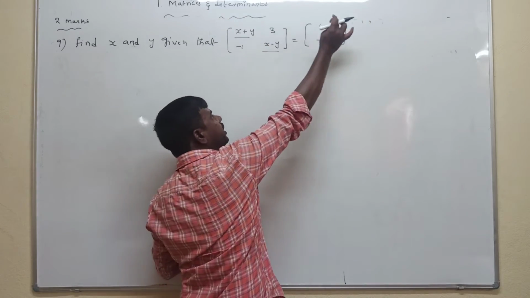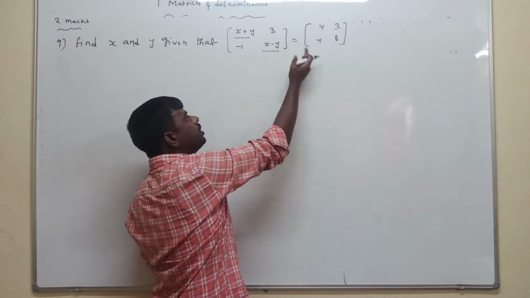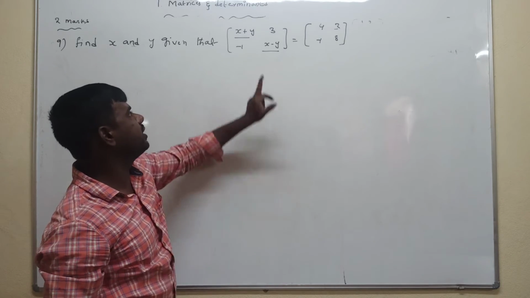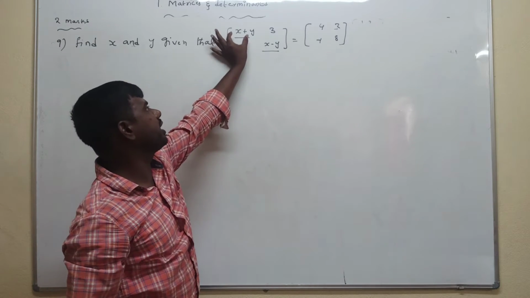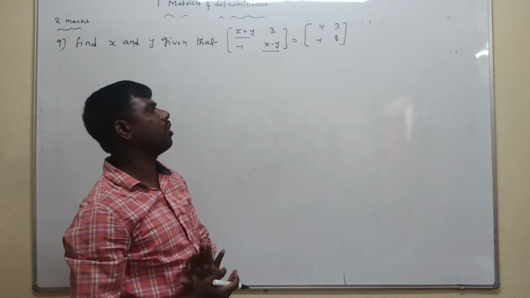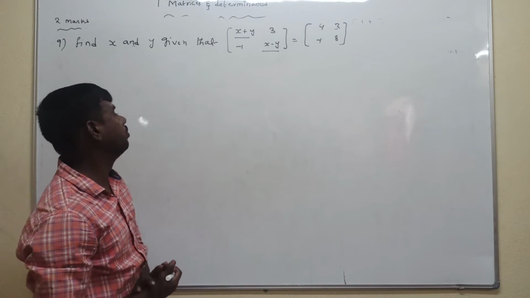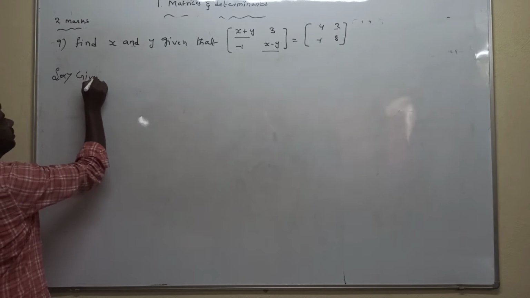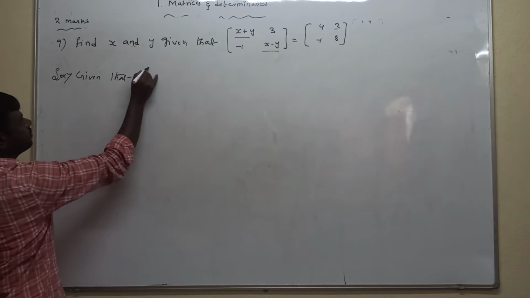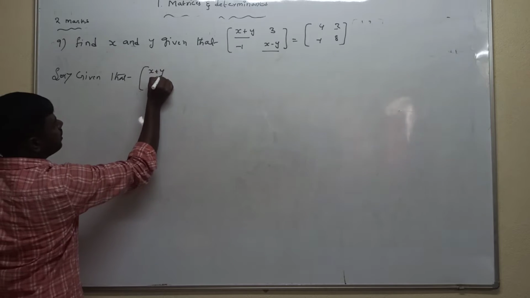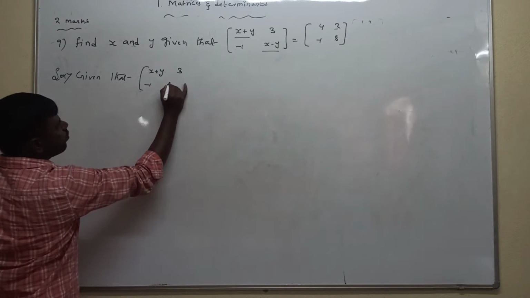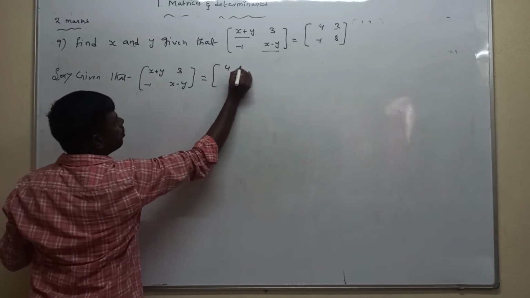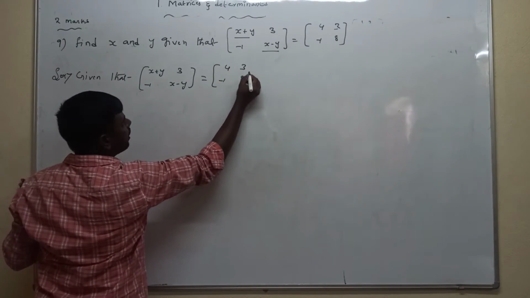Observe here, 3 equals 3, minus 1 is equal to minus 1. These elements are not needed in this question, as we only find the x value and y value. We can equate only the x variable and y variable at those particular places. Now according to the given question you should write: given that x plus y, 3, minus 1, x minus y, is equal to 4, 3, minus 1, 8.